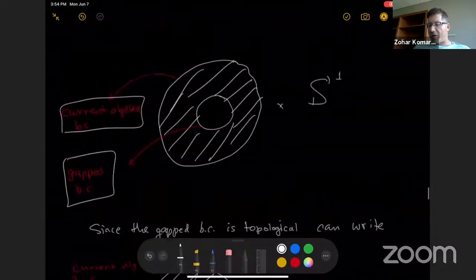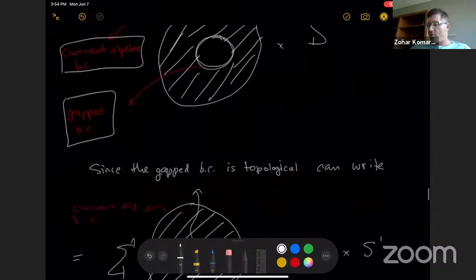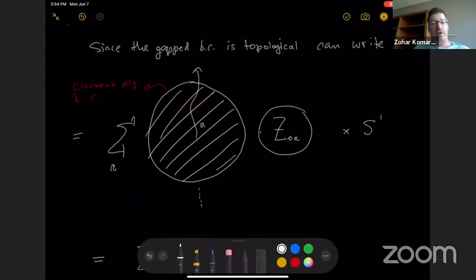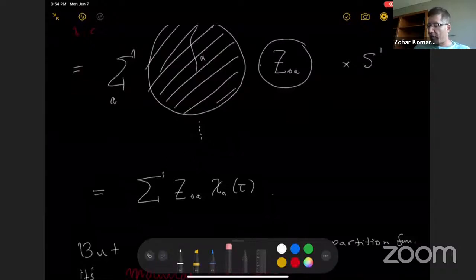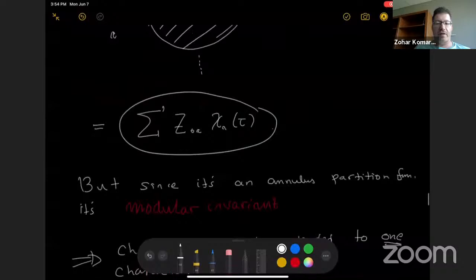The main thing here is that, as before, because the inner boundary is gapped, it's topological, so you can shrink it. And you get the sum over anyons with these funny coefficients that we've seen at the beginning of the talk, the very same coefficients. And now using this work of Elitzur et al., this disk partition function is just a sum over chiral characters. But now, because this is an annulus partition function, it has to be modular invariant.